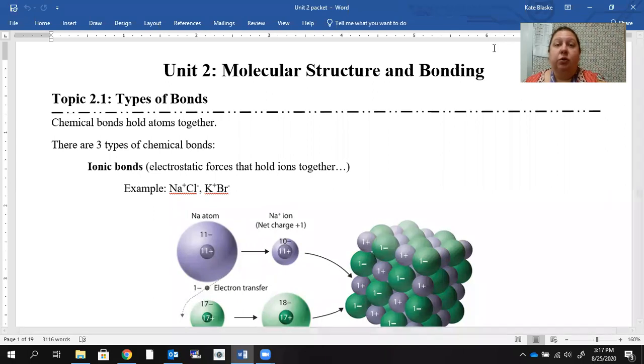Starting off Unit 2 today. We're going to buzz through a couple of these topics put together because a lot of this is just background and definition-y kind of things to know about bonding. So first off, we're going to talk about the different types of bonds. Two of these you should be super familiar with, one might be a little less familiar with.